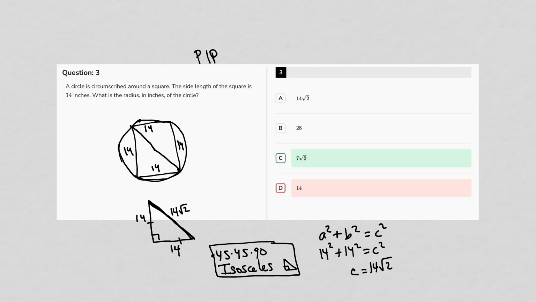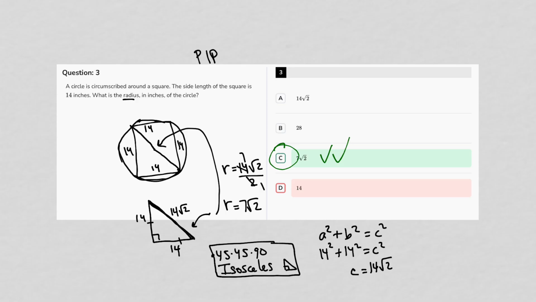Well, the hypotenuse that I have here started off as the diameter of this circle. We know that the radius is half of the diameter. So we know that our radius is equal to 14 root 2 divided by 2, which is equal to, 2 goes into itself once, 2 goes into 14 7 times. Therefore, our radius is 7 square root 2. And that's why choice C is the correct answer.